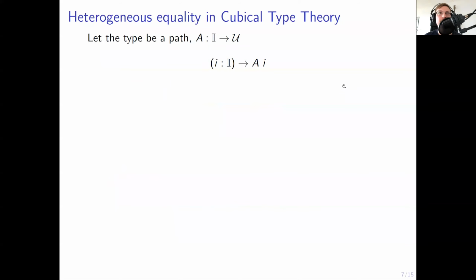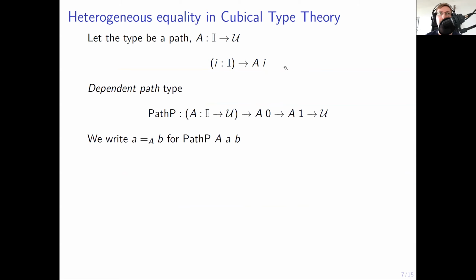So we still need a heterogeneous equality in cubical type theory, and this is just taking the idea a bit further. Now the type can also depend on the unit interval, meaning that now the type itself is a path. So we can define this as a dependent path, such that the endpoints of this dependent path are in different types. This is the equality I'll use for the rest of this presentation. I use this notation here for dependent path.